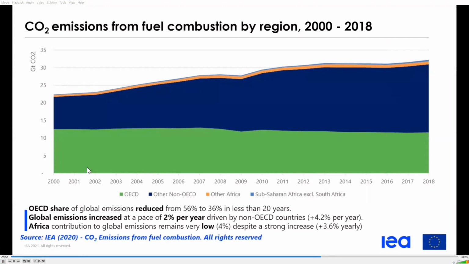The small blue line on top represents the sub-Saharan Africa emissions, excluding South Africa, and the orange line represents the other African countries. Despite a strong increase in the past 20 years, they correspond to only 4% of the global CO2 emissions, while representing about 15% of the global population.